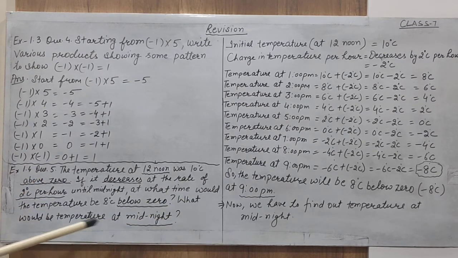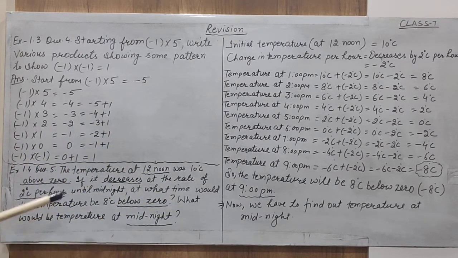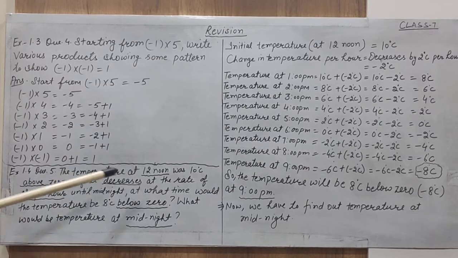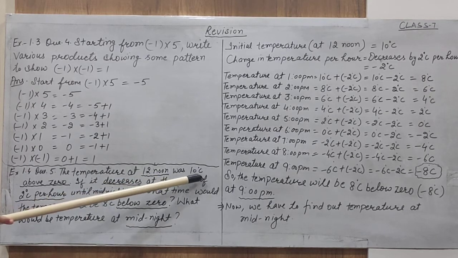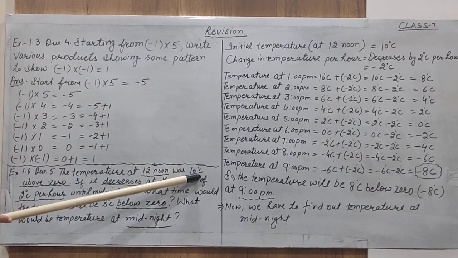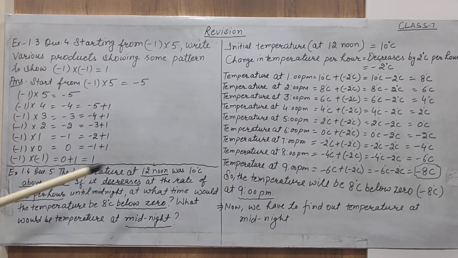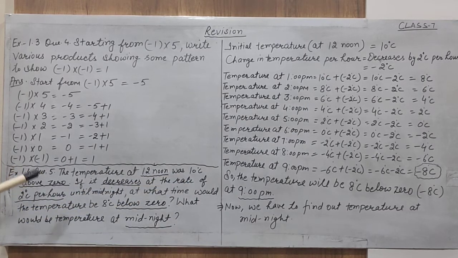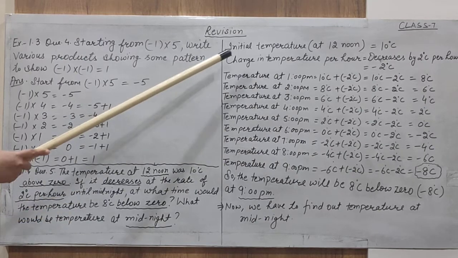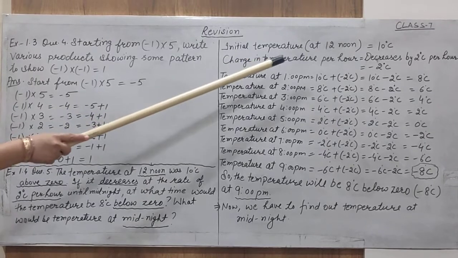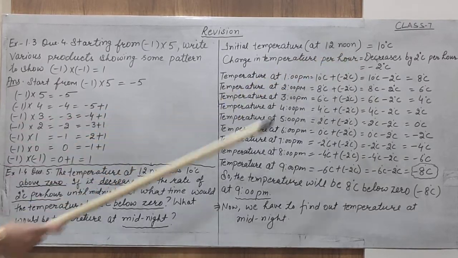Now, the second part is, what would be the temperature at midnight? So we have to find out two answers in the same conditions. One by one, let us understand the question. First of all, the temperature at 12 noon. 12 noon means dopahar ka jo 12 baje ka time hai, us time temperature kitna hai? 10 degree Celsius. This is the starting temperature from which we have to start our calculations. Above zero means plus 10 degree Celsius. So understand the first line: the temperature at 12 noon was 10 degree Celsius above zero. So the first line is the initial temperature, or temperature at the starting, that is at 12 noon, is 10 degree Celsius, or you can write plus 10 degree Celsius. This is the first line.